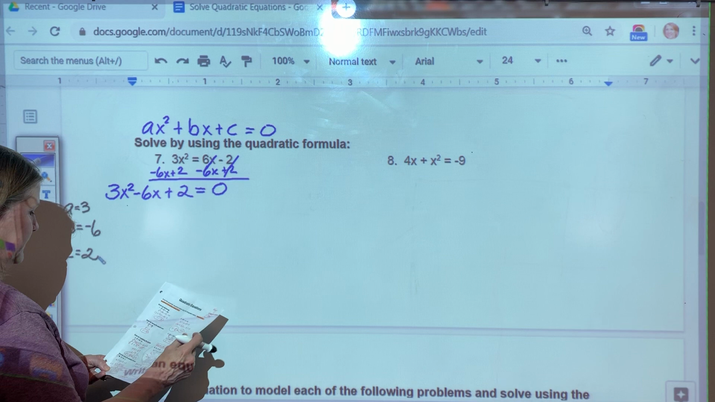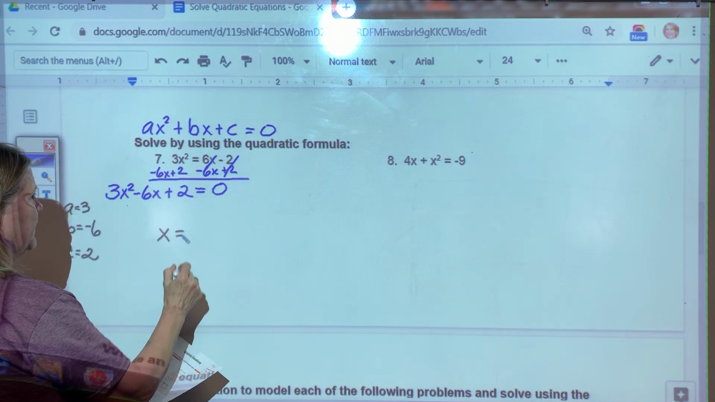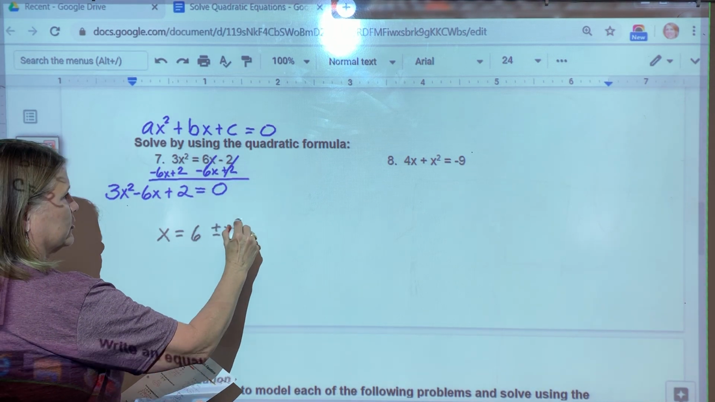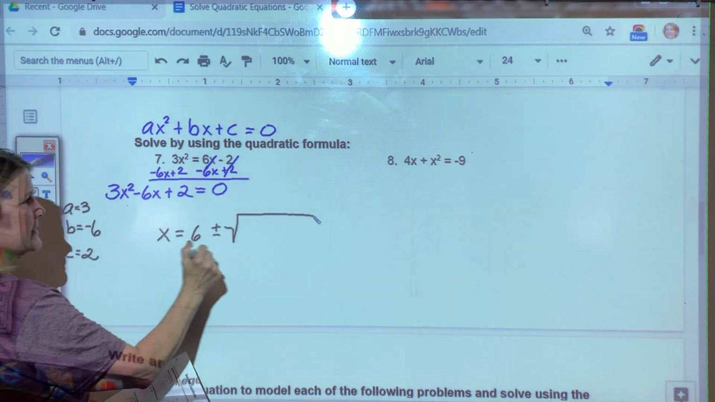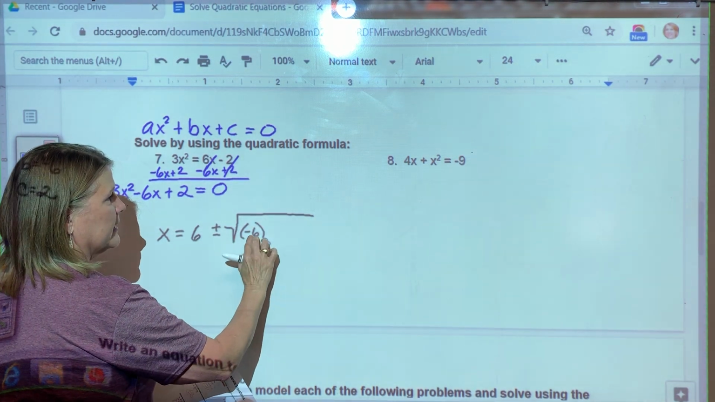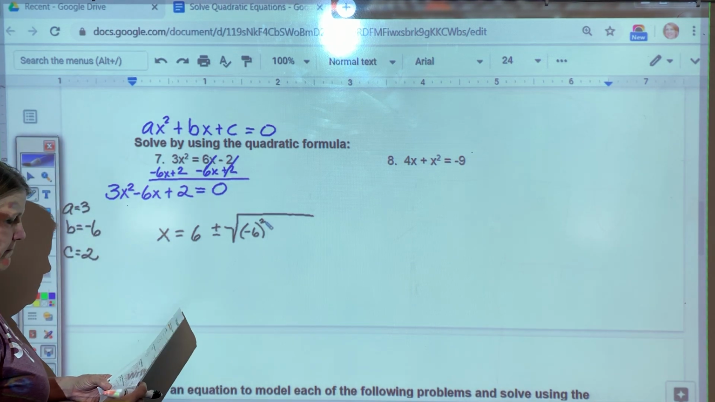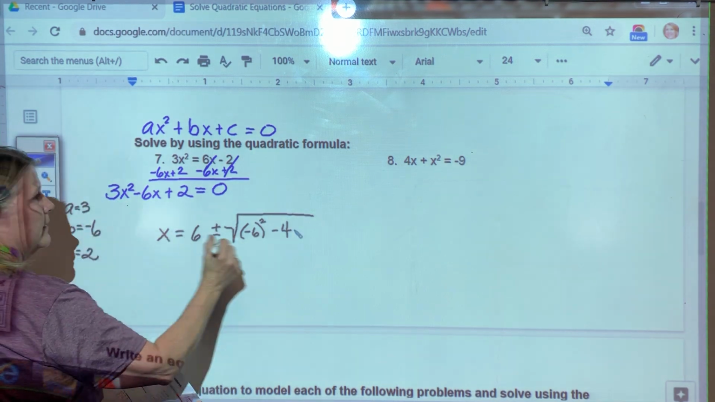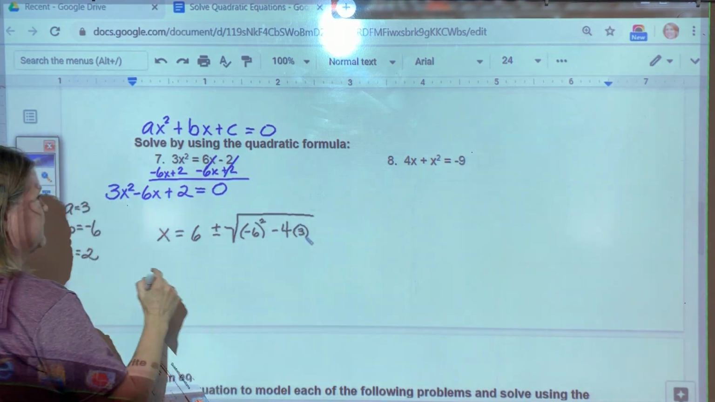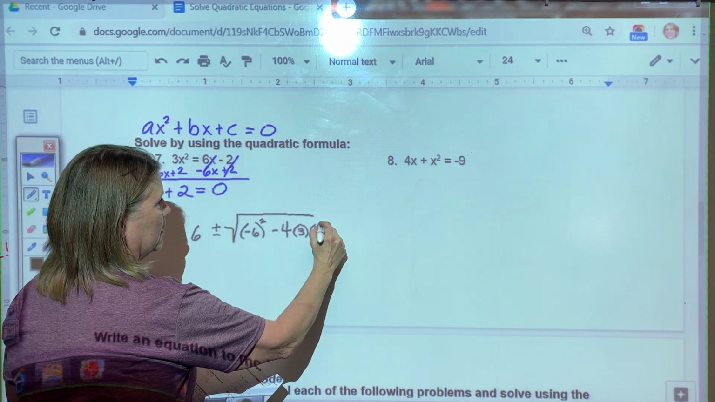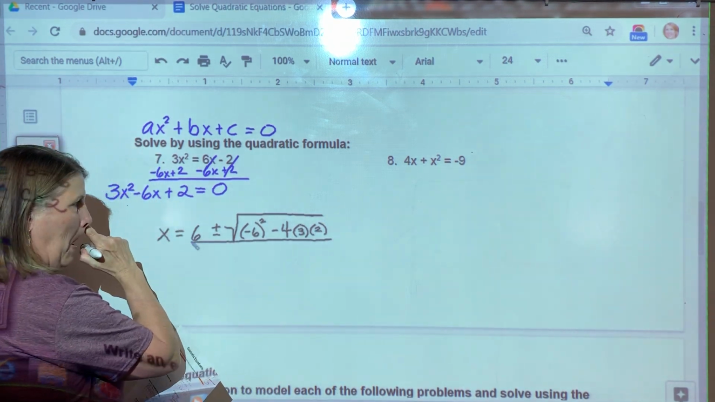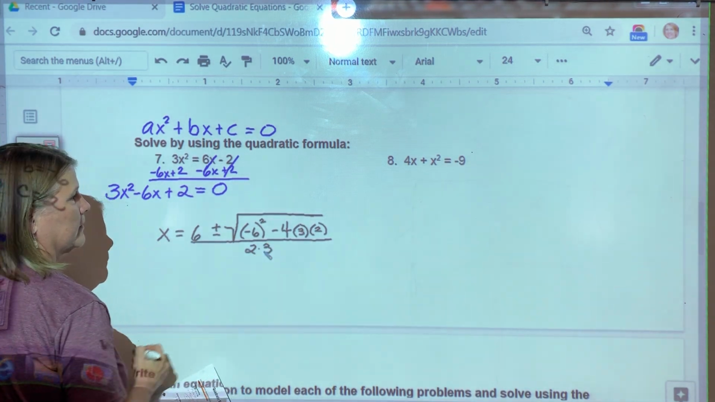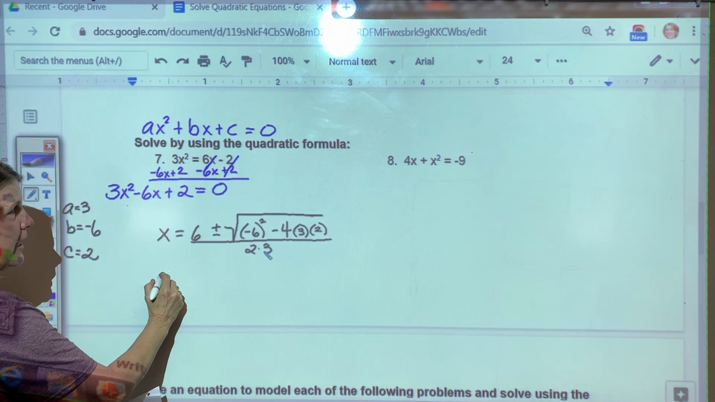And so the quadratic formula says, all right, x is this. It's the opposite of b, so that would be 6, plus or minus the square root of b squared, so that's negative 6 squared, and I always bring those in parentheses. Negative 6 squared minus 4ac, so 4 times a, which is 3, times c, which is 2. All of that over 2a, so 2 times 3.